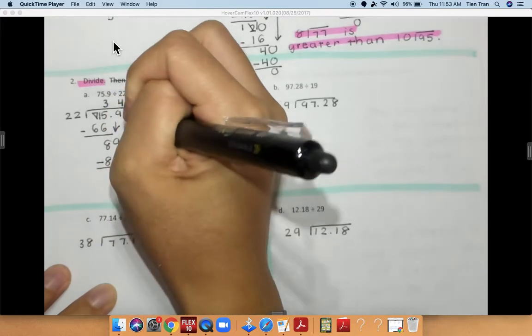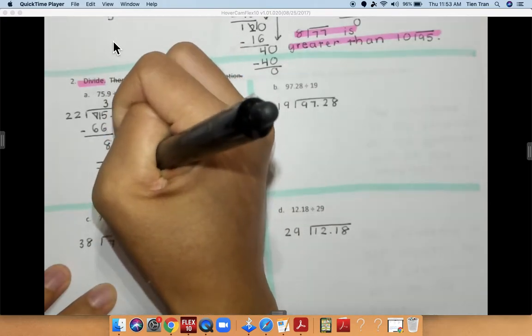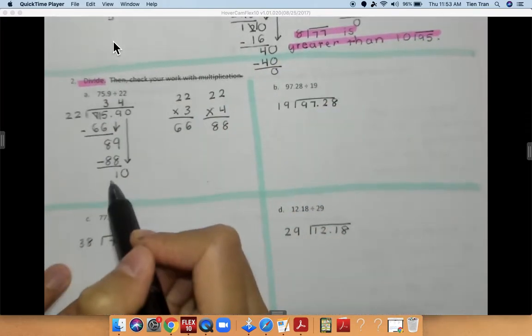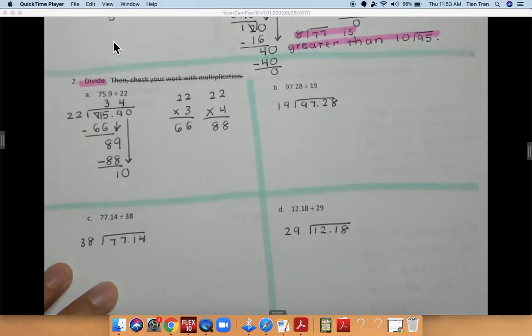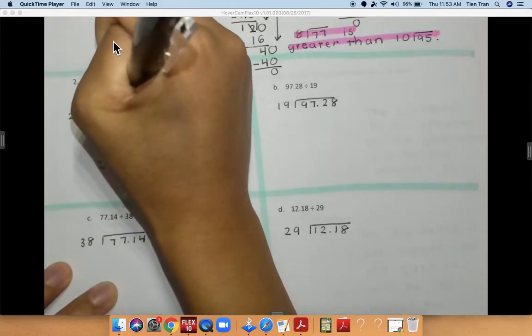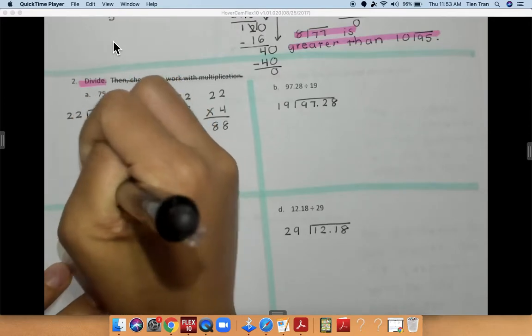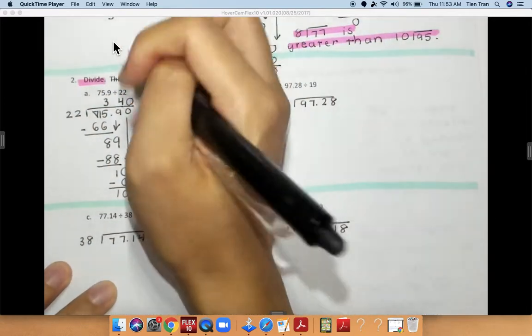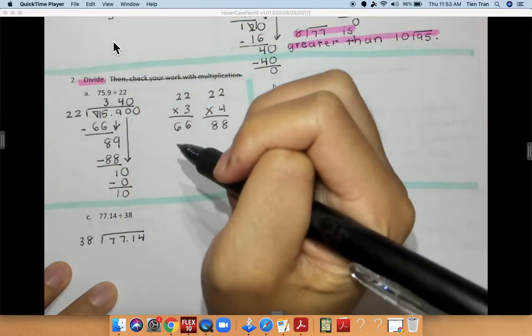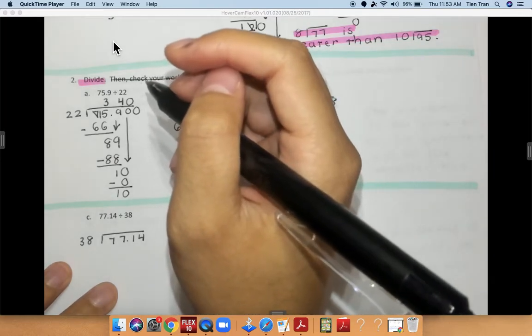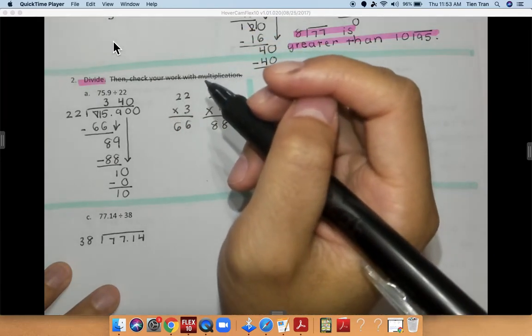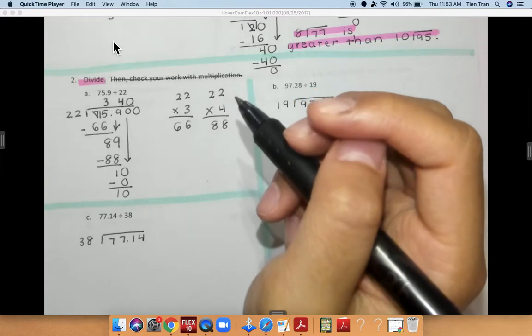9 minus 8 is equal to 1. Bring down your 0. How many times can 22 go into 10? 0 times. 22 can't go into 10. So I'm subtracting 10 minus 10 is equal to 0. I'm going to add another 0. Do I need to bring it down, or do I leave it as is?